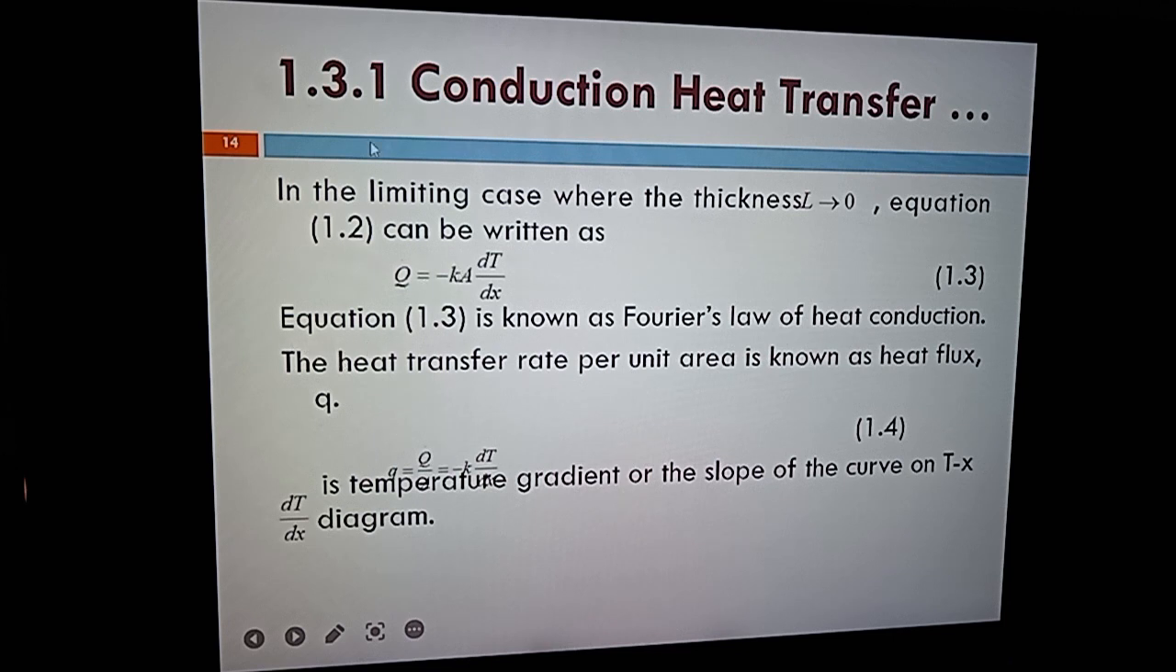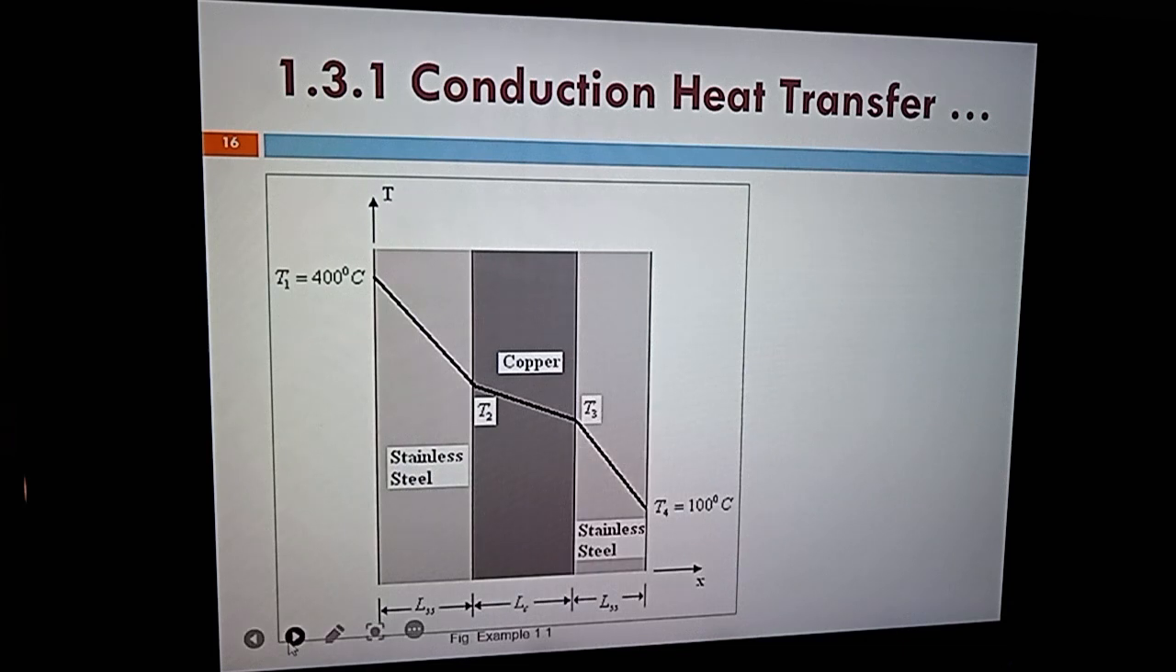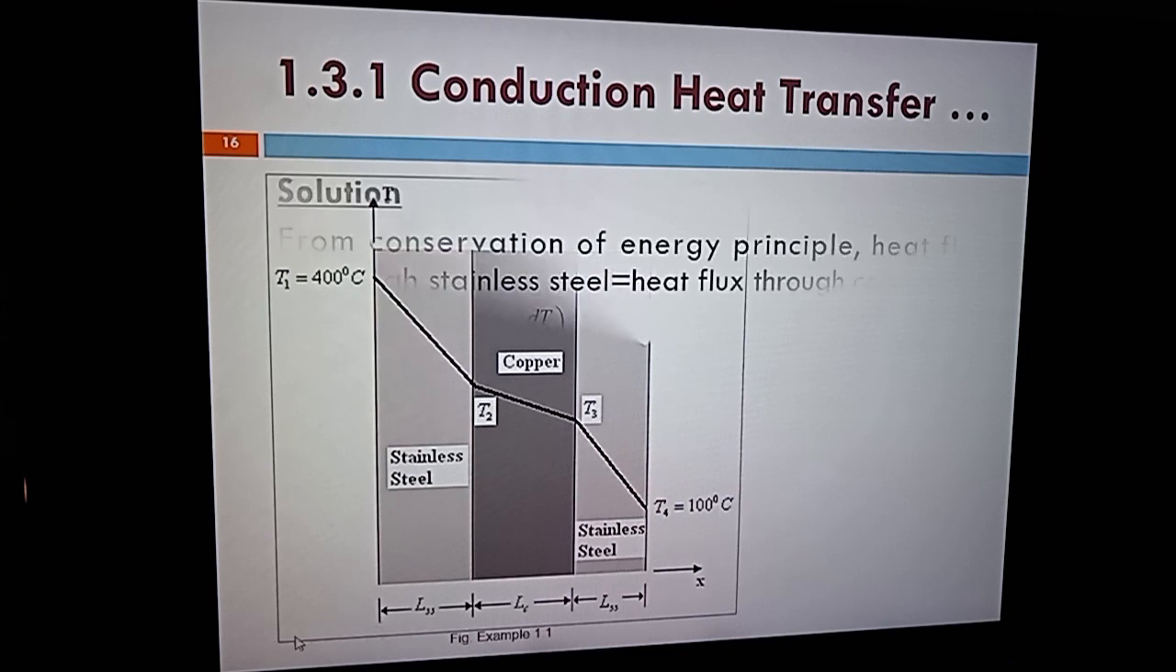So the equation is defined as above, expressed this way, and the next one is an example here. We can do this example and solve our problems. So the given temperature here is 400 degrees centigrade, the copper material is T1 and T3, and stainless steel is here. Their conductivity is listed in the table above. So we can solve it this way.